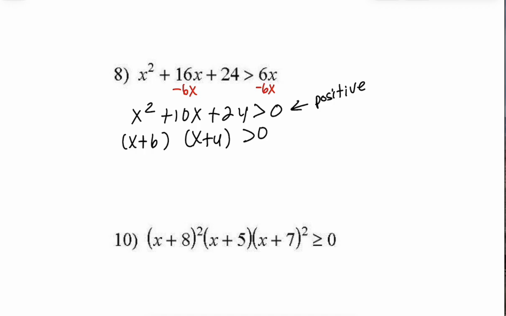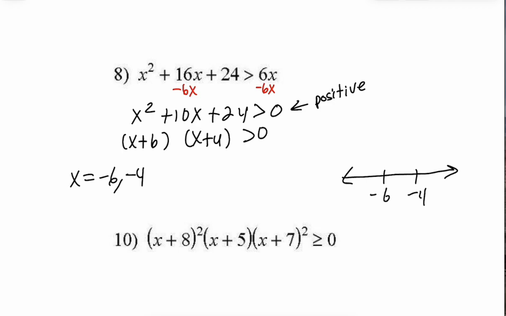Now from here, we need the zeros. The zeros are -6 and -4. Remember, it's always going to be the opposite of what you see inside there. So in number line order, -6 is to the left of -4.